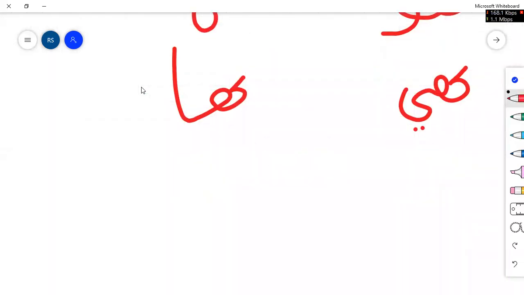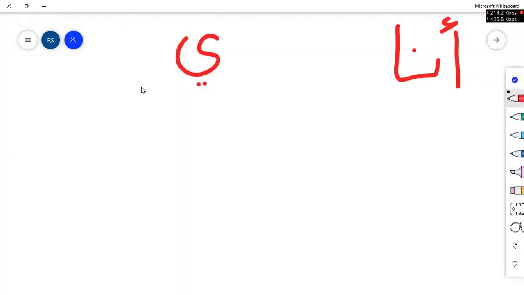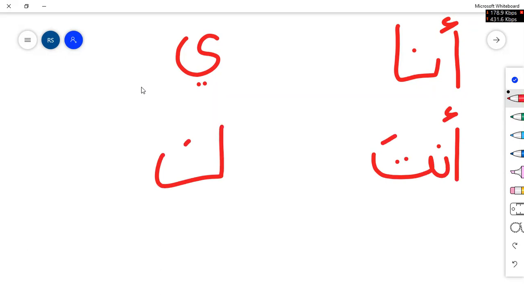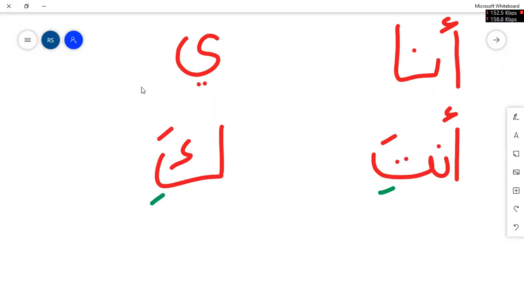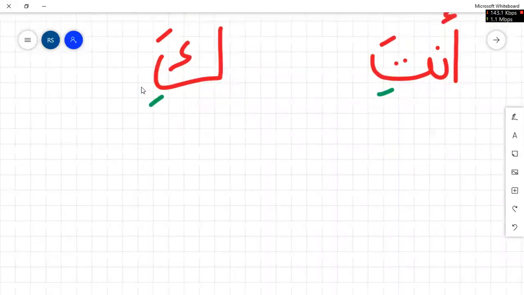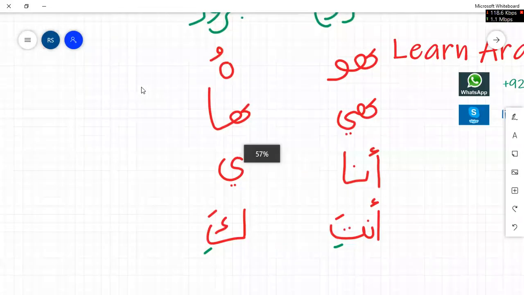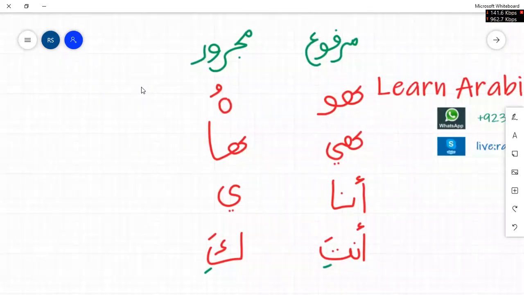Then ana. The majrur form of ana: ya or ni? Then anta: ka. Anti: ki. Huwa, hiya, ana, anta, anti. Then the rest. Okay, at the moment these are enough for you. If I see anyone else in the exercise, I will tell you. You can make a screenshot if you want.